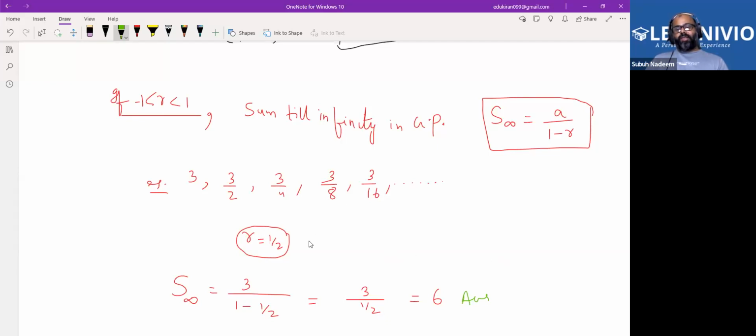Here you can see that common ratio, which is half, is between 1 and -1. Only then we can apply this.